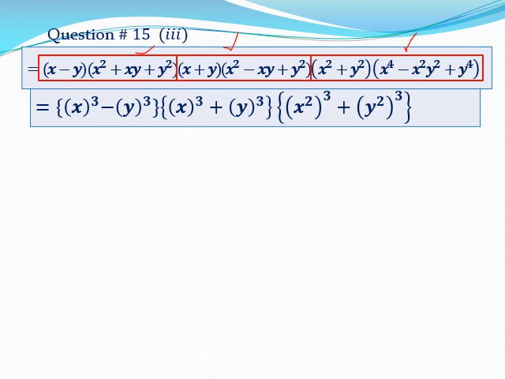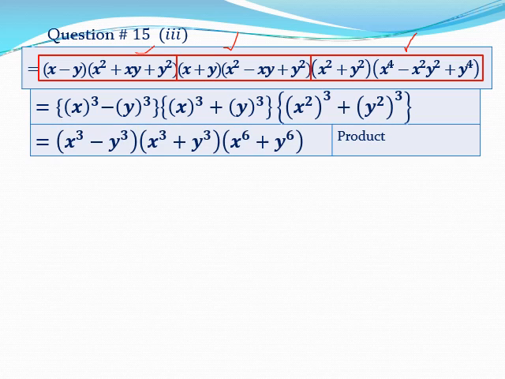The product of the first group is, because here the terms are x and y, cube of x minus cube of y. The product of the second is cube of x plus cube of y. And for the third, the first term is x square, so it is cube of x square, and the second term is y square, so it is cube of y square. So x cube minus y cube, x cube plus y cube, and x^6 plus y^6, as cube of x square is equal to x^6.